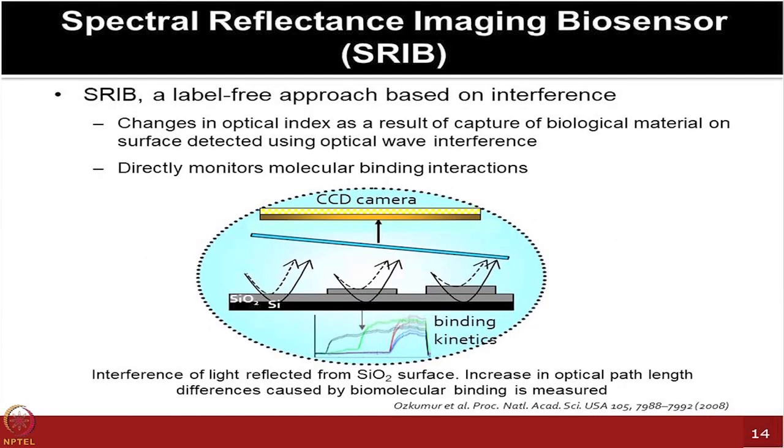One more thing, where we have seen some good promise, is the spectral reflectance imaging biosensor, or SRIB, where you have different layers of silicon and silicon dioxide, and by varying the concentration, if you have the protein printed in different amounts, you can see the change in the binding happening. This particular concept was published in PNAS, which shows how beautifully, just by looking at the change in the interference, you can see how much material is printed in different quantities, and it can be measured in a label-free manner.